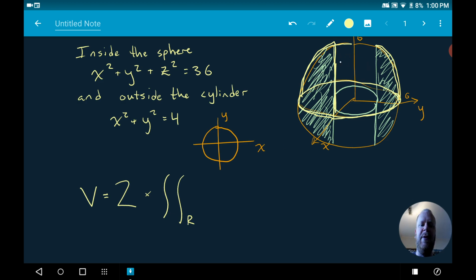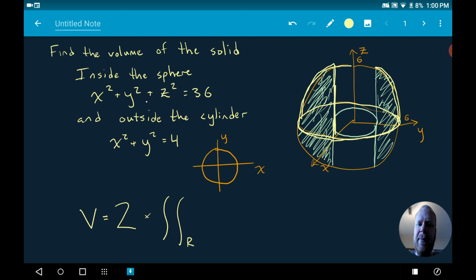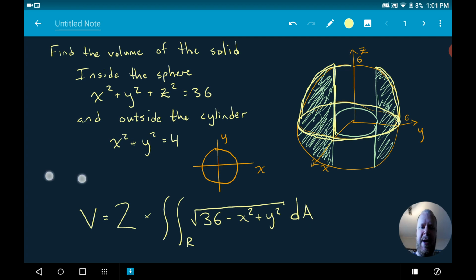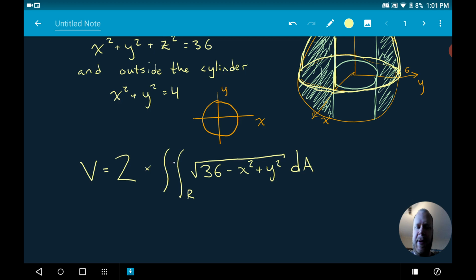So the surface that we are finding the volume under is the sphere. So we get that z is equal to, let's see, the square root of 36 minus x squared plus y squared. And that'll be dA there. Okay.